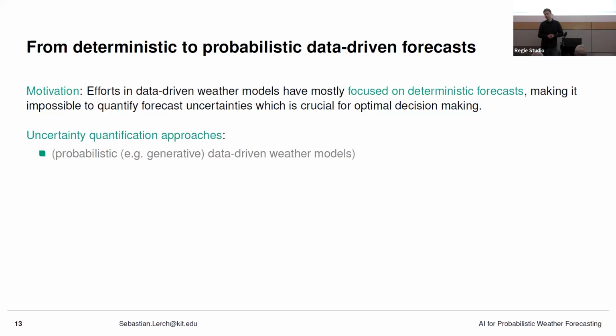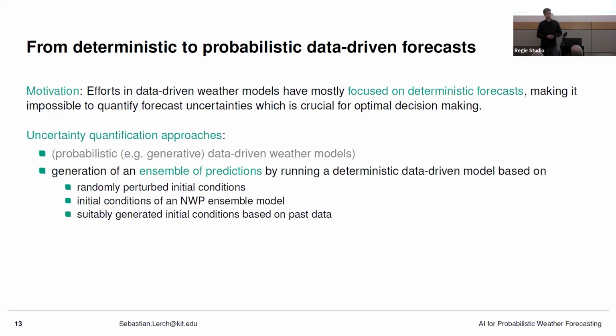One way of doing this would be to have inherently probabilistic models, for example, generative machine learning models. There have been the first few models that go in this direction, but still the majority are deterministic models. So we consider mainly two approaches for getting from deterministic to probabilistic forecasts. One is using an ensemble of initial conditions to generate an ensemble of forecasts by running the data-driven model forward from these different starting conditions.